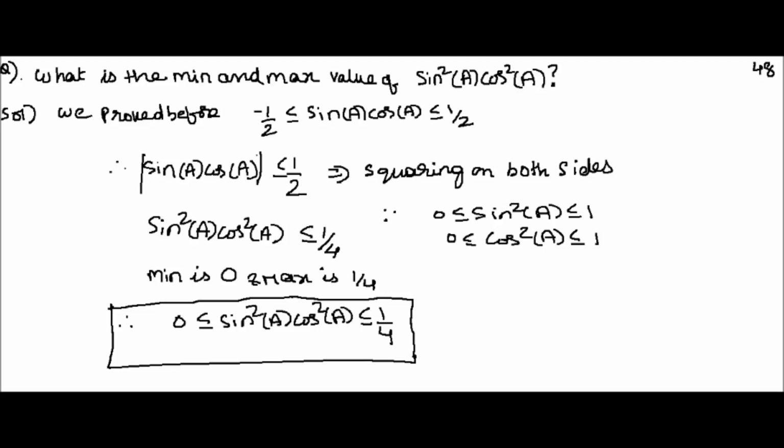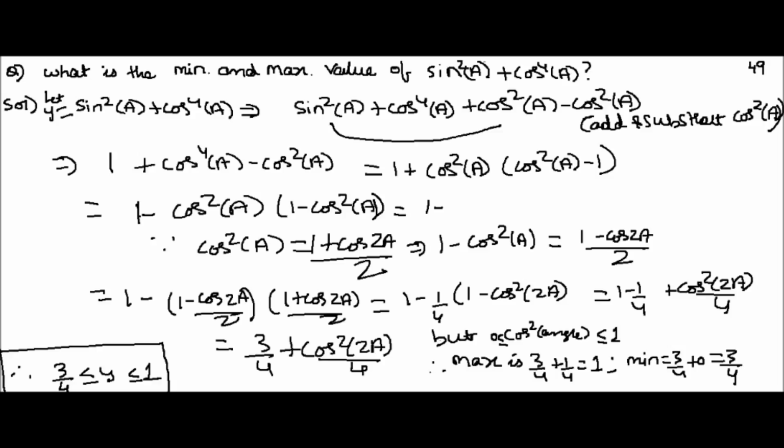So the minimum value is 0 and the maximum value is 1 by 4, because if you put a is equal to 0, then sine a is 0, cos a is 1, so the product is 0, so the minimum is 0. Let's go to page number 49.